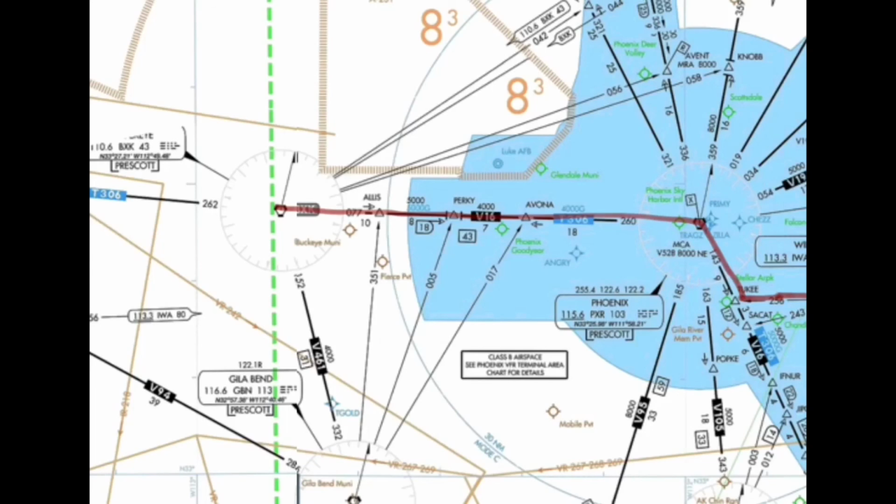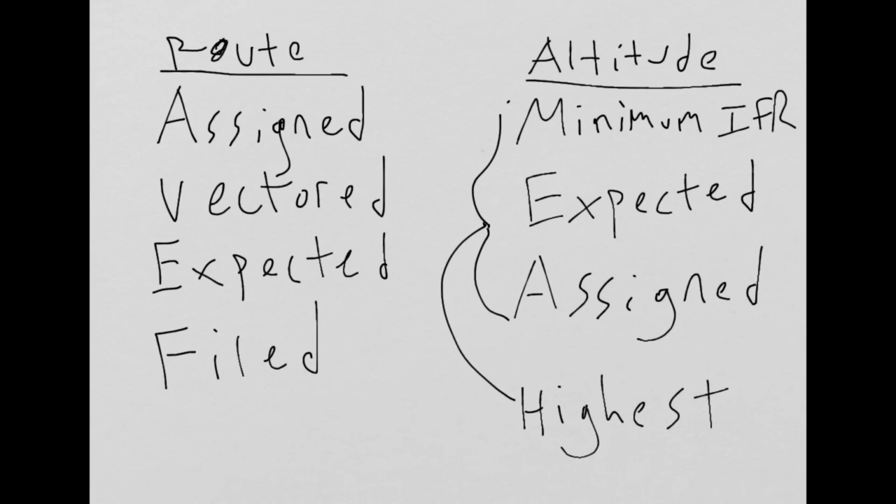So the key things to remember here are the acronyms. For route, you fly in order of assigned, vectored, expected, and filed. For your altitude, you fly the highest out of the minimum IFR altitude, expected, and assigned.